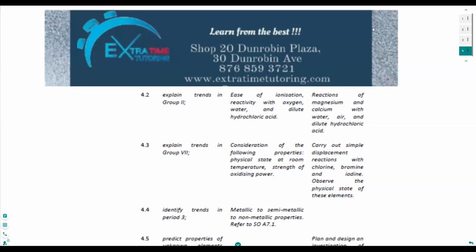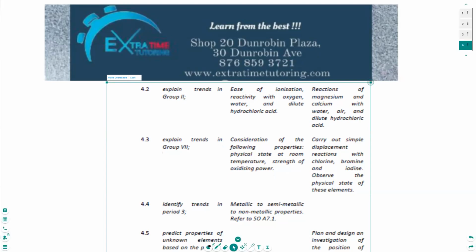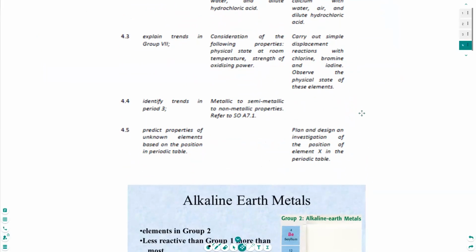We will also identify trends in period 3, the trends in which the elements change from metallic to semi-metallic. And we'll also be able to predict the properties of unknown elements based on their position in the periodic table. Okay, so let's get right into it.